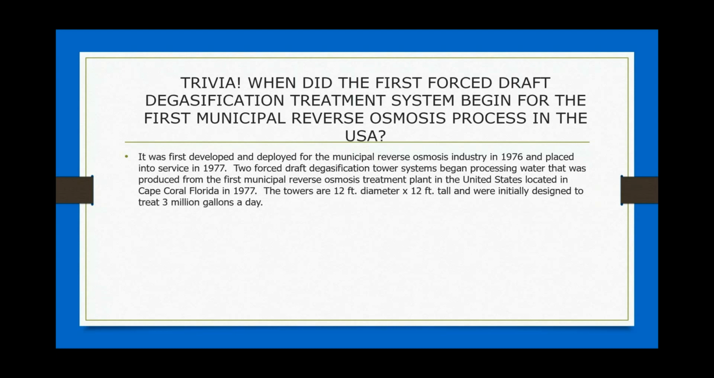Two forced draft degasification tower systems began processing water that was produced from the very first municipal reverse osmosis water treatment plant in the United States. It was located in Cape Coral, Florida in 1977. The towers are 12-foot diameter, 12-foot tall, and they were initially designed to treat 3 million gallons a day. The plant, of course, has been expanded multiple times since then and has grown exponentially with the development and increase in population.